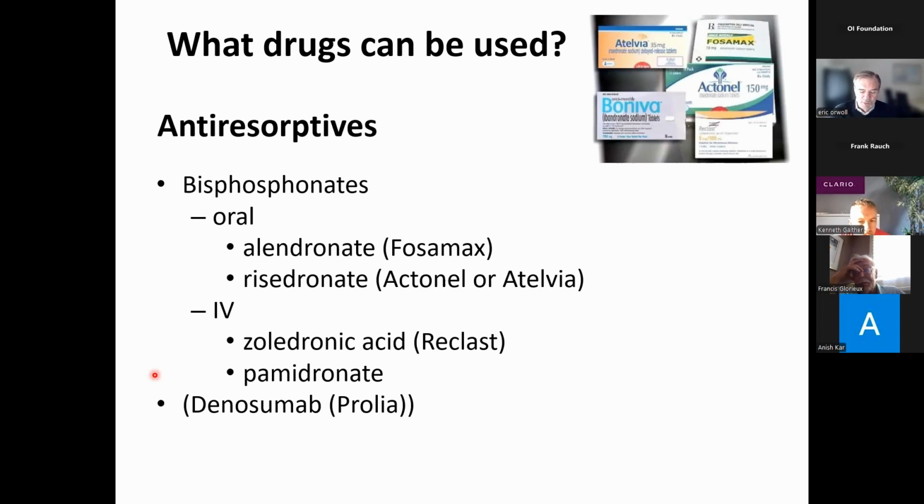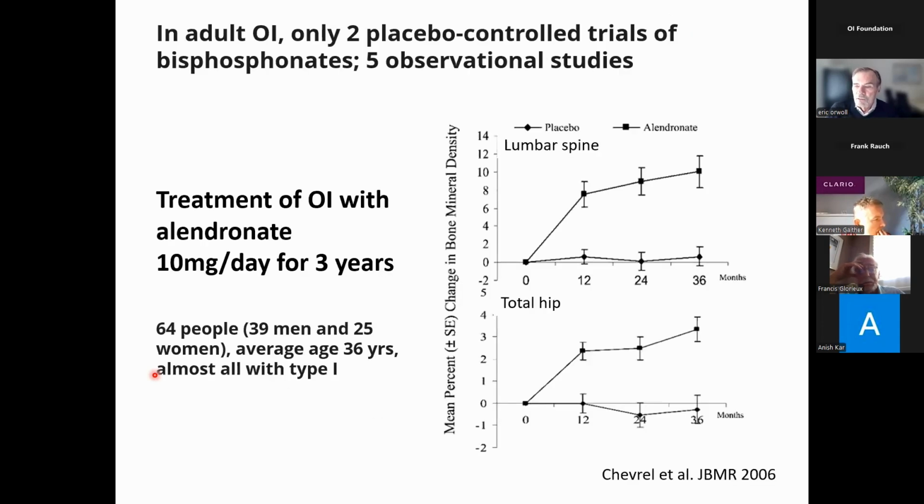Let me tell you a little bit more about the experience with bisphosphonates in adults with OI. First, there are very few studies. We know of only 5 or 6 studies of the effectiveness of bisphosphonates in adults with OI.